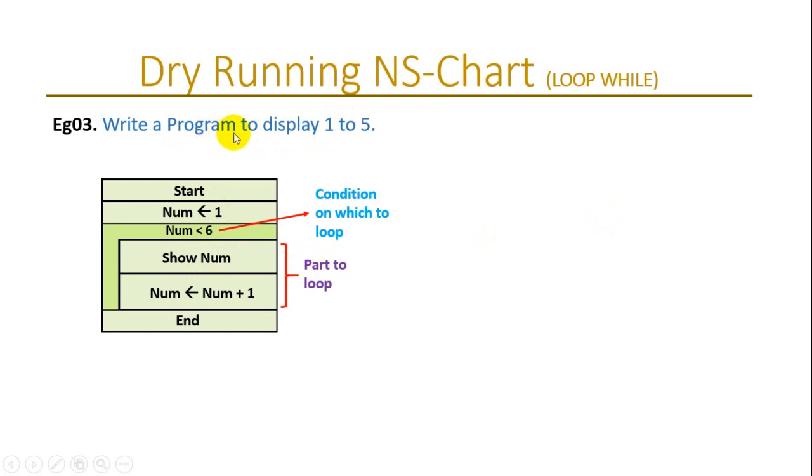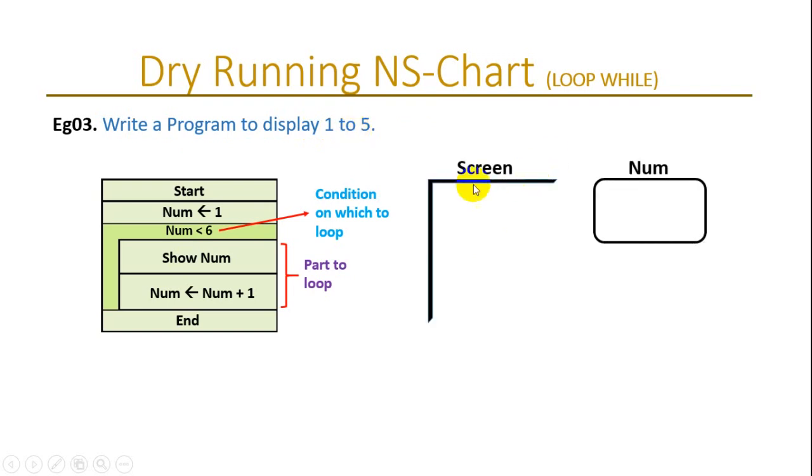Write a program to display 1 to 5. I want to print 1 2 3 4 5 on the screen, right? So we have the screen and the num variable. Let's dry run. Let's start. Put 1 in num, so num is now 1. Then you go to the condition. Remember loop, you check it. Is num less than 6? Yes. So you go to the next line.